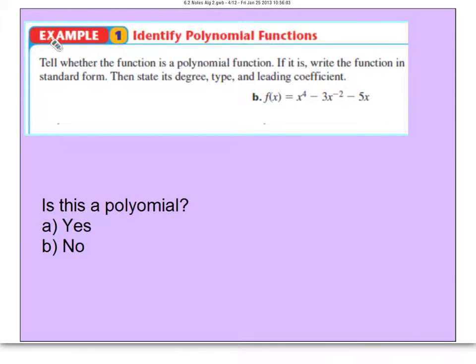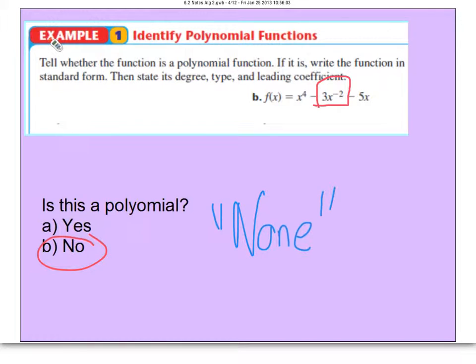So if we take a look at this one here, we're going to identify if it's a polynomial. If it is, we'll put it in standard format. So for this particular equation here, we can tell that the answer here would be no. The problem is this guy right here, that x to the -2 power is not a polynomial. So when you're asked these questions on Schoology and then it asks you for the degree, the standard format, and leading coefficients, all you're going to want to type then is the word none, because it does not meet the polynomial requirement to begin with.